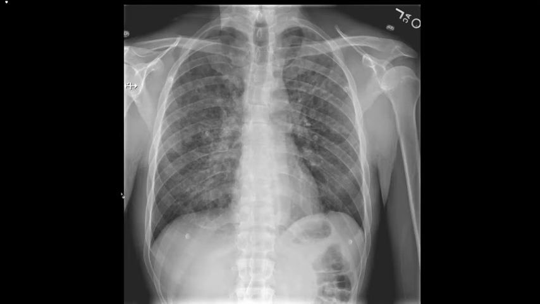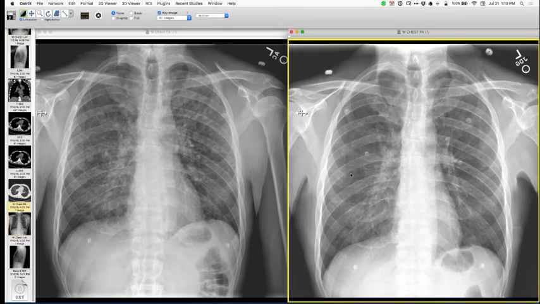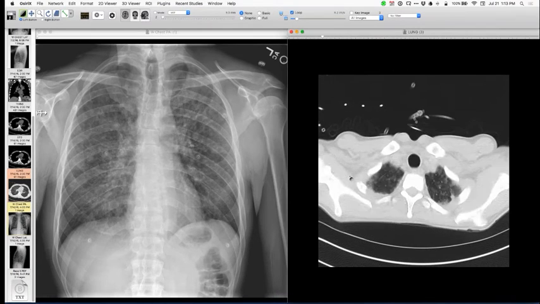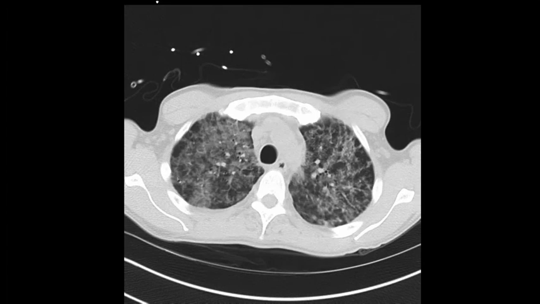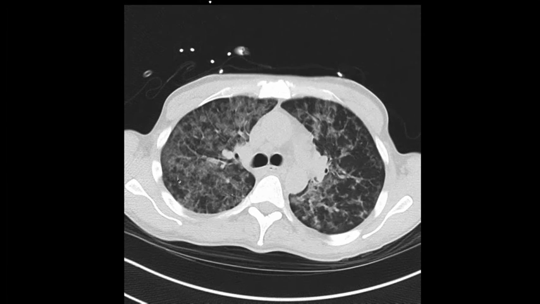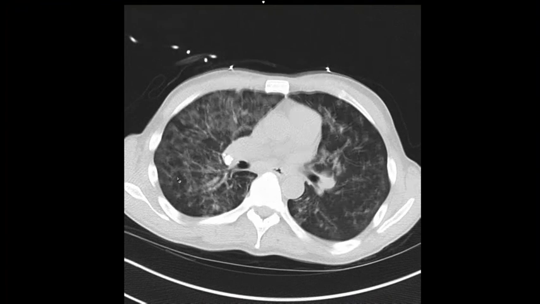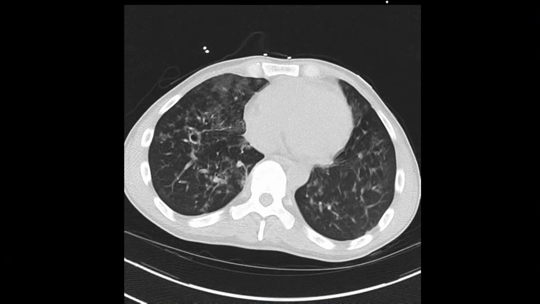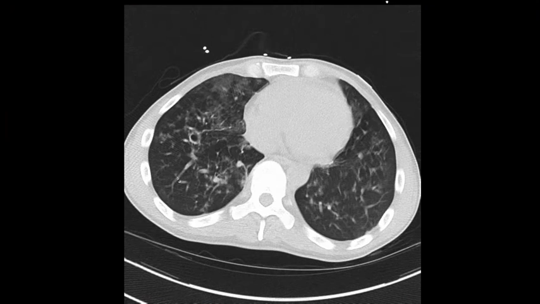So now we have confluent polymarginate opacities throughout the lungs. And here I will show you what the CT looks like. And this is on the same day. So now we see what it is. So it's just multifocal, multilobar, confluent geographic ground glass opacities, a little asymmetric, except for one single little cavity right there. And that's the only nodule, circumscribed nodule that I could find, but it's a cavity.